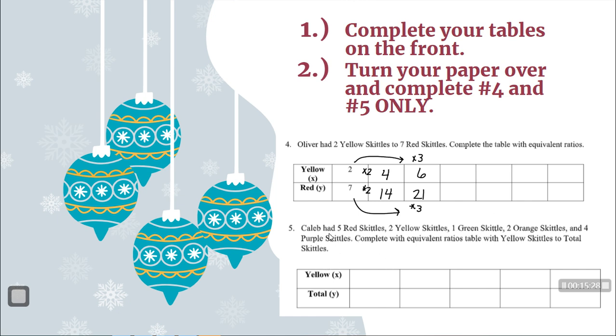And then number 5, Caleb had 5 red Skittles, 2 yellow Skittles, 1 green Skittle, 2 orange Skittles, and 4 purple. Complete the equivalent ratios table with your yellow Skittles to your total. Well, we know that our first ratio is going to be, okay, he has 2 yellow. And we need to add up to find the total. So 5 plus 2 is 7, plus 1 is 8, plus 2 is 10, and then plus 4, that would be 14. Okay, so you're going to fill in the rest of this table as well with some equivalent ratios. Pause the video now and finish up those tables.